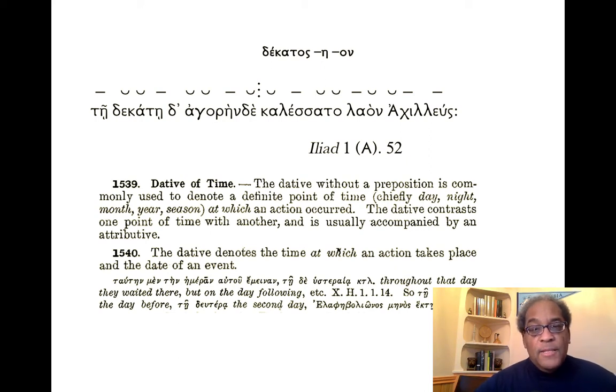And Smyth informs us that a dative without a preposition is commonly used to denote a definite point of time, chiefly with the idea of day, night, month, year, at which an action occurred. The dative contrasts one point of time with another and is usually accompanied by an attribute. Here, the attribute is just the τῇ, on this 10th day. Ἀγορήνδε καλέσσατο λαὸν Ἀχιλλεύς.